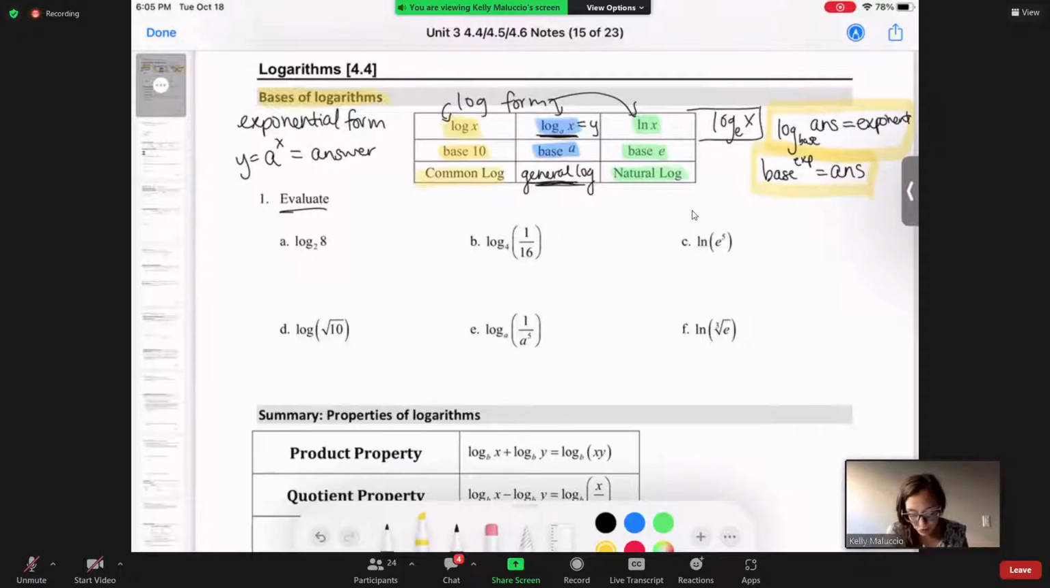So for example, this first one, it says to evaluate. So I would think in my head, this equals what? Question mark. And 2 is my base. So I know I have 2.